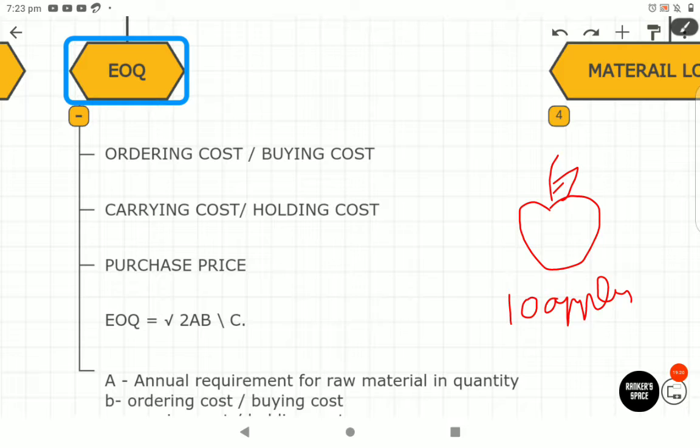That is the fridge electricity bill. For storing these 10 apples, you will not run the fridge 24 by 7, right? Maybe you will run it for some time because the consumption will take place simultaneously. Carrying cost will not be as much as when you're storing 10,000 apples, right? So your carrying cost will be low. Your holding cost will be low.